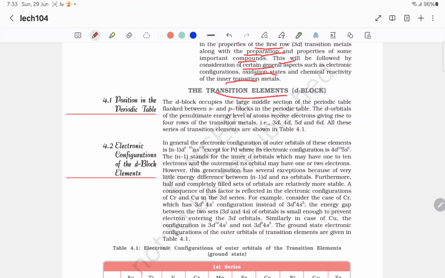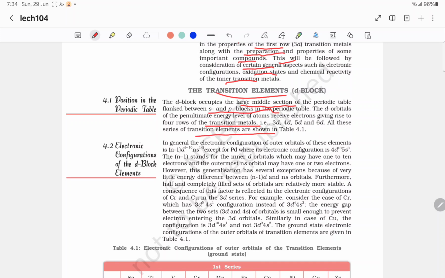Transition elements, d block. Position in the periodic table. The d block occupies a large middle section of the periodic table, flanked between s and p block elements. The d orbitals of the penultimate energy levels of the atoms receive electrons, giving rise to 4 rows of the transition metals such as 3d, 4d, 5d, 6d. All these series of the transition elements are shown in table 4.1.